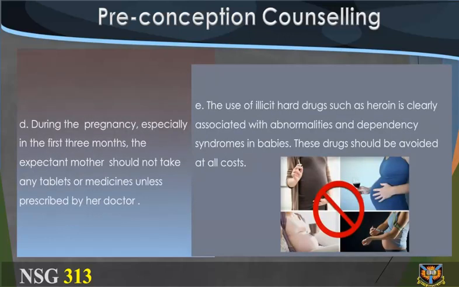D. During the pregnancy, especially in the first 3 months, the expectant mother should not take any tablets or medications unless prescribed by a doctor. E. The use of illicit hard drugs such as heroin is clearly associated with abnormalities and dependency syndromes in babies. These drugs should be avoided at all costs.